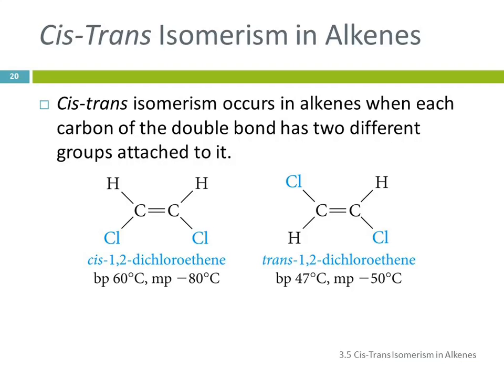These isomers have different physical and chemical properties. The cis isomer boils at 60 degrees, melts at -80. The trans boils at 47, a lower temperature, and melts at a much lower temperature. We don't need to get into why, but I just want to point out to you these guys are different.